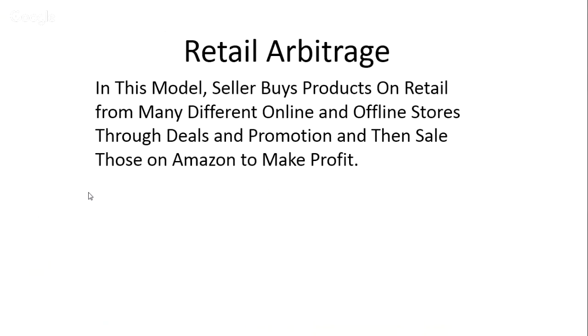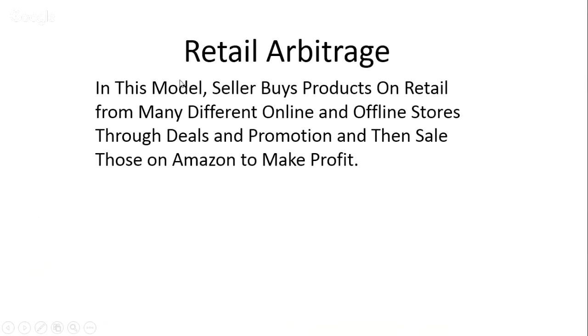Private label business model. I'm talking of the same thing here. In this model, the seller buys the product at retail from many different online and offline stores through deals and promotions, and then sells those on Amazon to make a profit. That's the basic thing about retail arbitrage.